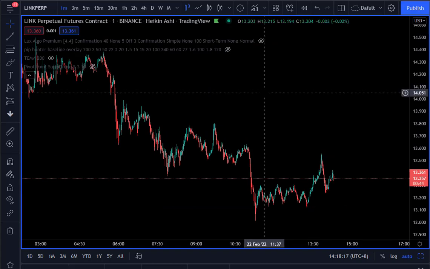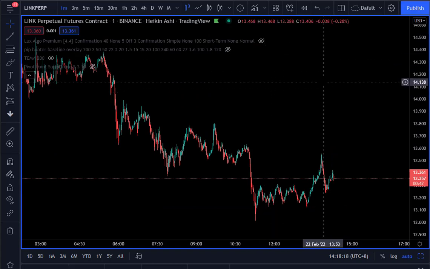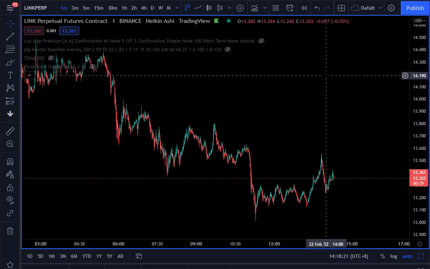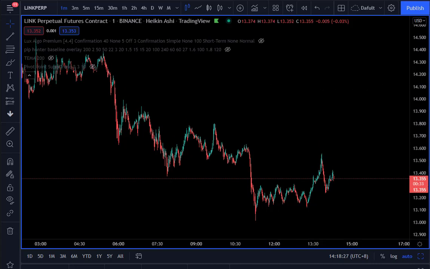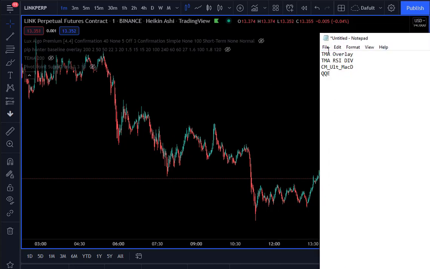All right, so now we're on a blank canvas and it works on any currency. I trade crypto, so currently we're on the Link futures contract, and I normally trade futures. So I'm going to add all this in one by one. I'm going to get the first one.